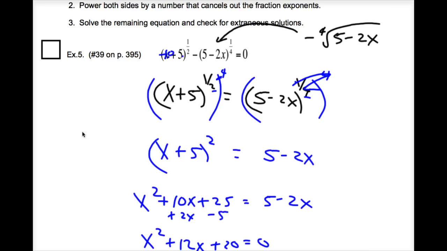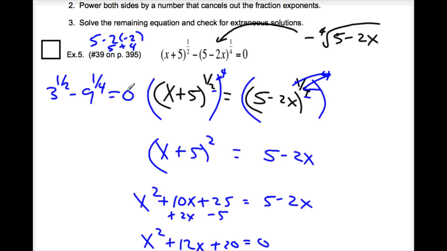And if I plug in -2, I'm going to get 3 to the 1/2 minus, I got 5 minus 2 times -2. That's 5 plus 4. That's 9. That's going to be the 4th root of 9, or 9 to the 1/4. I guess I'll write it in exponential form. And that's supposed to equal 0.